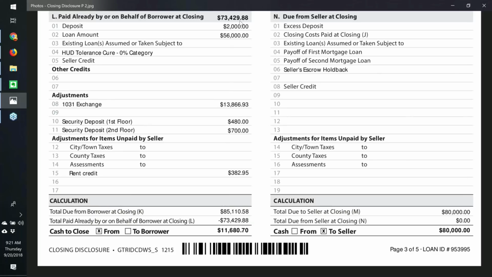And when you subtract the $73,429 out of the things that were already paid for, either by him in advance or by way of the fact that he took out a loan, when we subtract all that out, the cash due from the borrower is $11,680.70. Right, so this is what he's going to have to write a check for at closing to finalize the deal. And I'm going to walk through this, but Hector, it looks like you had a question.